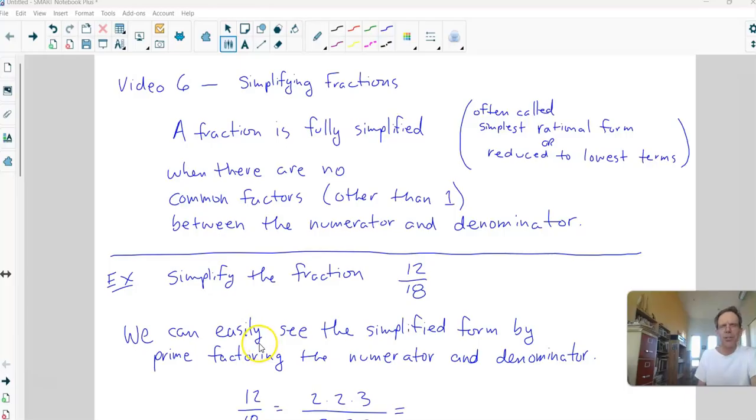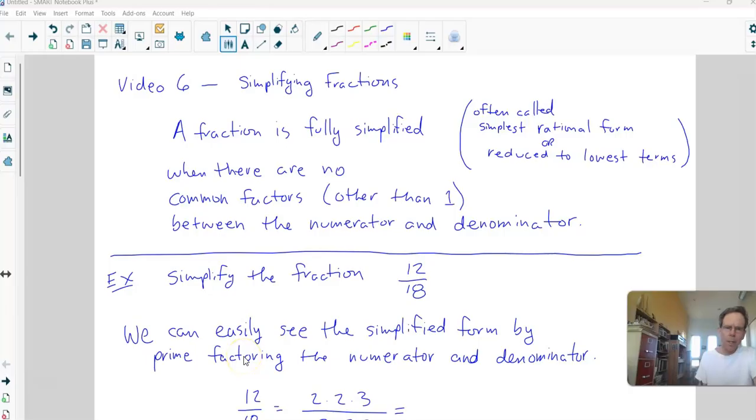This is video 6. We're going to simplify fractions now. So what's the definition of a fully simplified fraction? It's when there are no common factors other than 1 between the numerator and denominator. And there are some other ways to describe a fully simplified fraction. Some people call it the simplest rational form, or say the fraction is reduced to lowest terms, things like that.